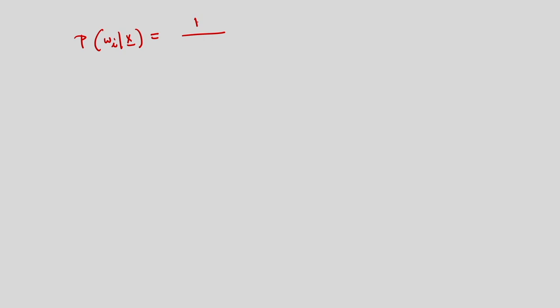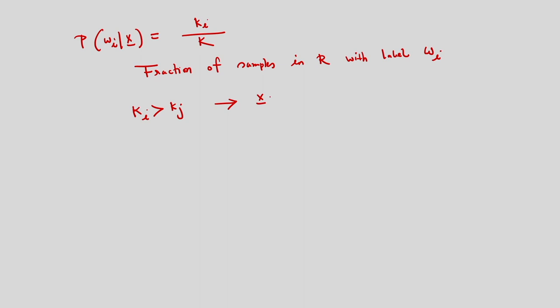That means the fraction of samples in the region R with label omega_i. So, corresponding to the class omega_i, my samples are k_i. Now if k_i is greater than k_j, then based on this we can take a classification decision. That means we have to select the class. If k_i is greater than k_j, then x should be assigned to the class omega_i. So, we can take a decision based on the voting process.